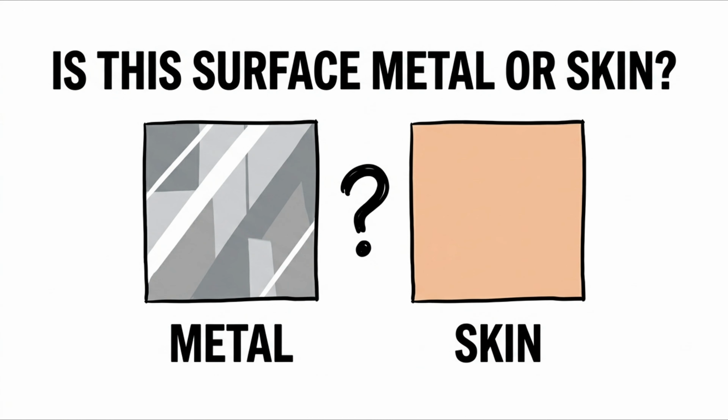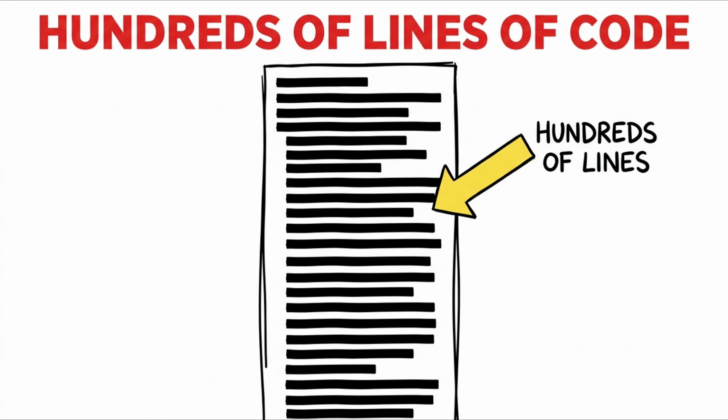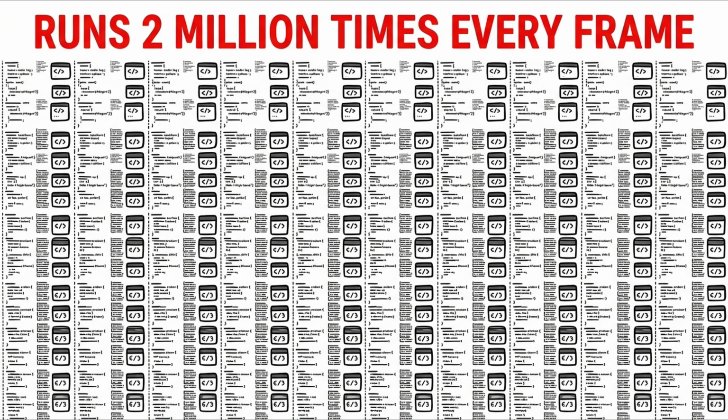It asks, is this surface metal or skin? Is the light source above or behind? Is this pixel in shadow or fully lit? These are not simple questions. A fragment shader for a AAA game title can be hundreds of lines of code, and it runs 2 million times, once per pixel, every single frame.